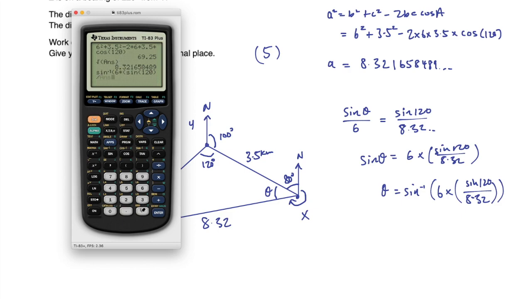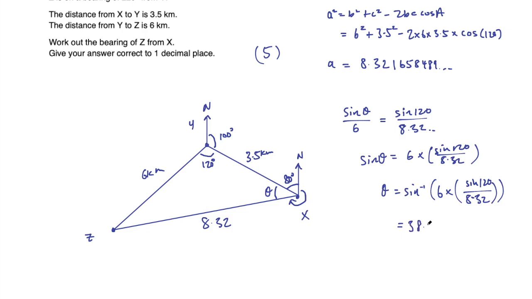Now use the answer key on your calculator. It's going to save you entering that whole thing again. And enter. And I get 38.639 and so on. So 38.639. That's this angle in here. We haven't finished yet. Remember, we need this entire angle around the outside, that reflex angle.